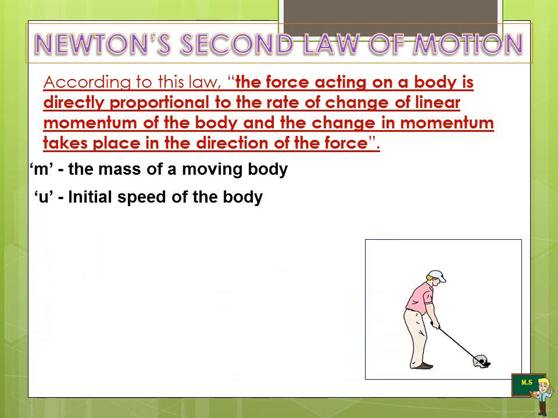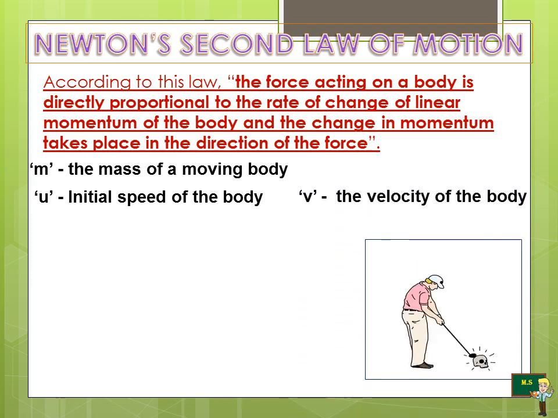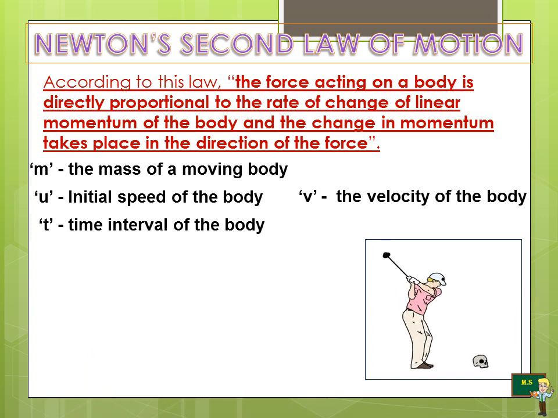Then u is the initial speed of the body. Actually, initially the body does not have any speed because it was in rest position. Then v is the velocity of the body. The body receives a force from that golf stick and it moves to a distance and it has the velocity. t is the time interval of the body. That means between the rest and the movement or the displacement there is a time interval, and that time interval is referred to as t.